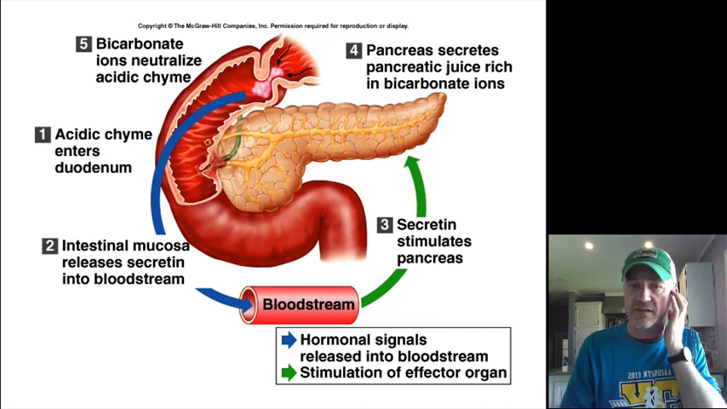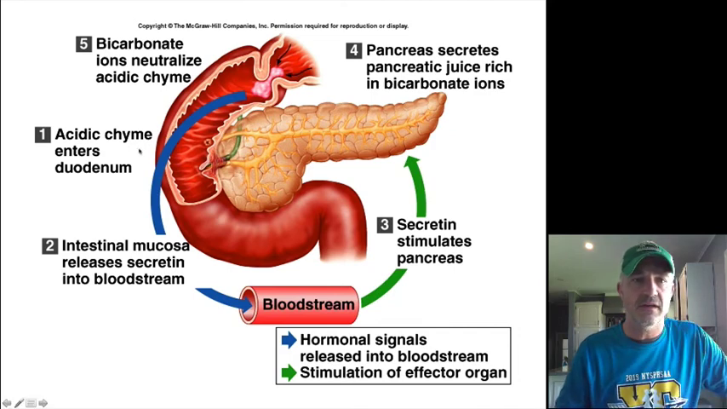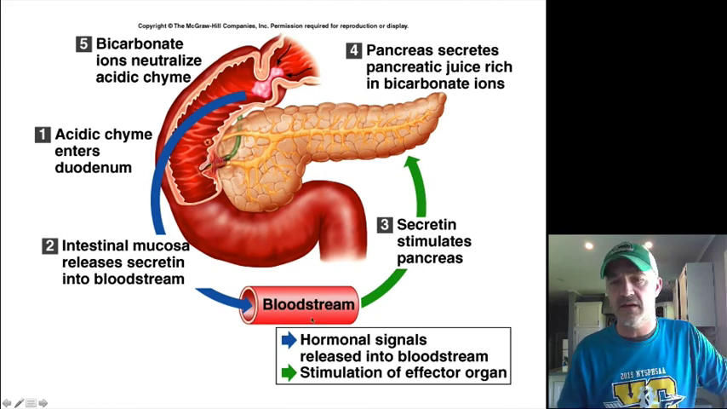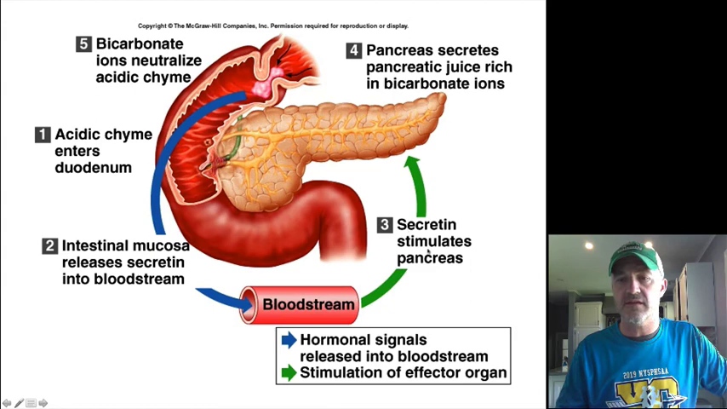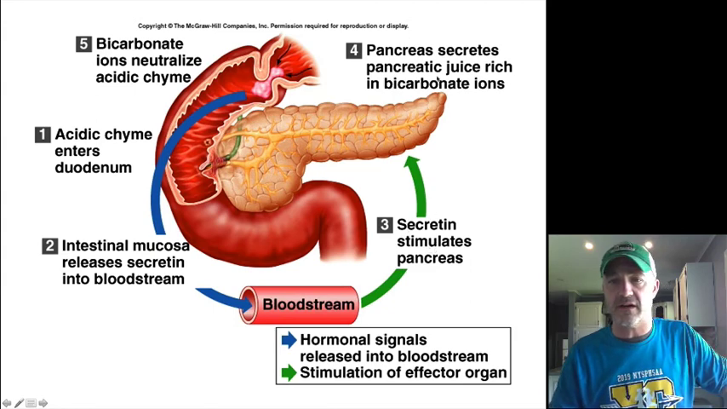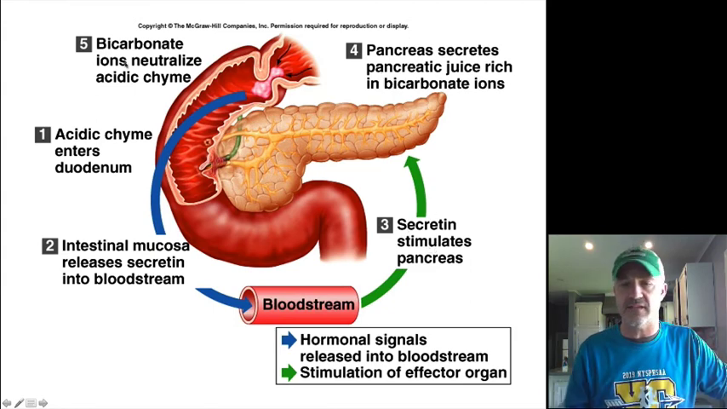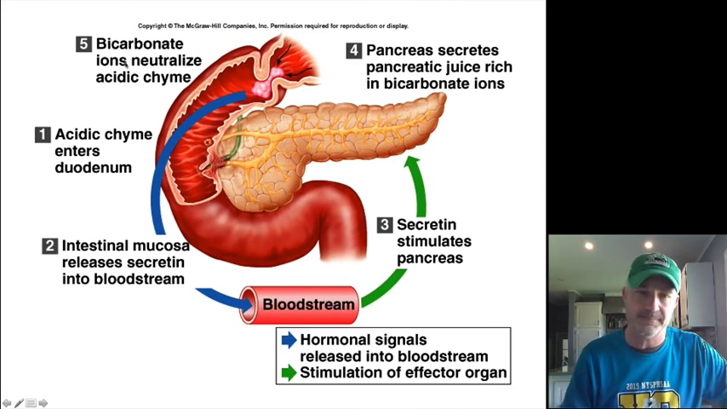And again, you can see stuff we've already talked about here, but on a nice little figure showing the acidic chyme entering. We know those intestinal endocrine cells release secretin. Secretin travels to the pancreas, tells the pancreas to release its bicarb-rich secretion, which is going to neutralize that acidic chyme coming from the stomach.